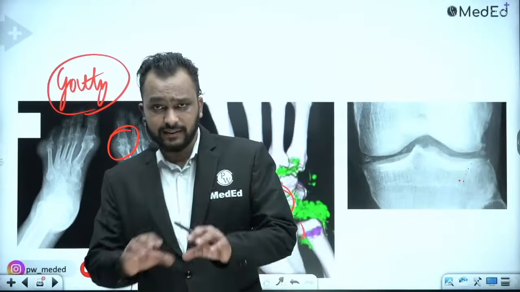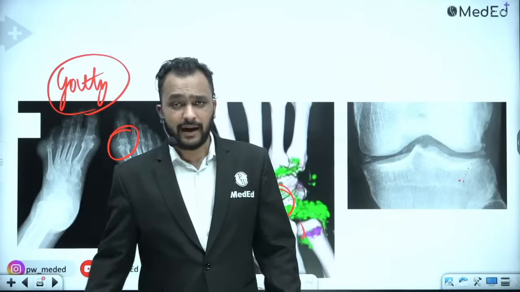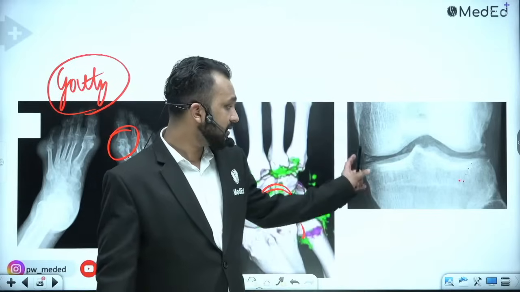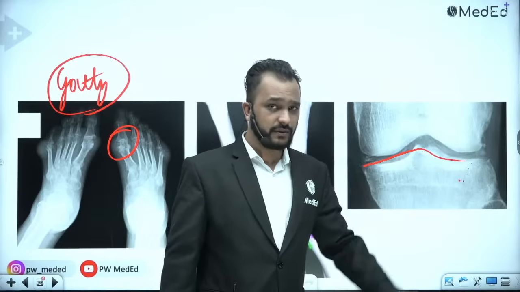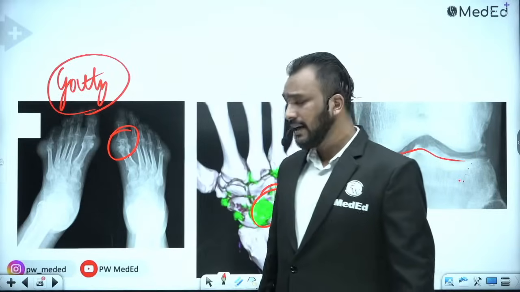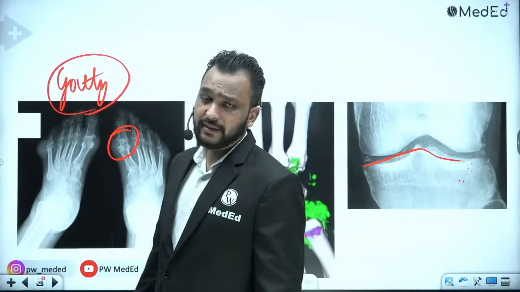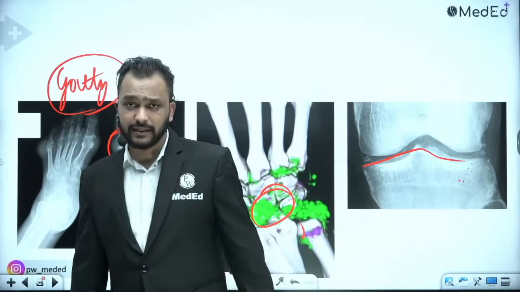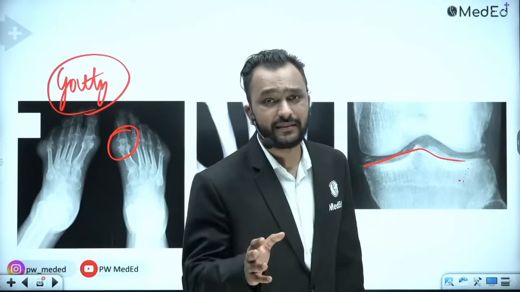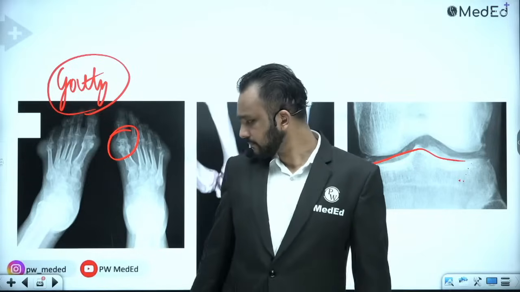calcification of the articular cartilage. There is calcification. This is known as chondrocalcinosis, and this is seen in pseudo gout, that is your CPPD, calcium pyrophosphate dihydrate crystal deposition disease. Okay.